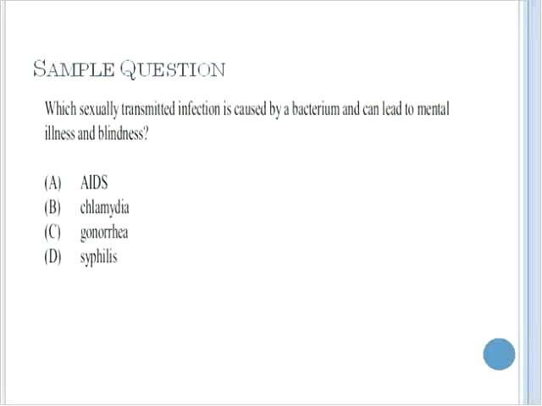And this example again asks, which sexually transmitted infection is caused by a bacterium and can lead to mental illness and or blindness? AIDS is caused by a virus. It is eliminated. Chlamydia does not lead to mental illness, neither does gonorrhea. The correct answer is D, syphilis.